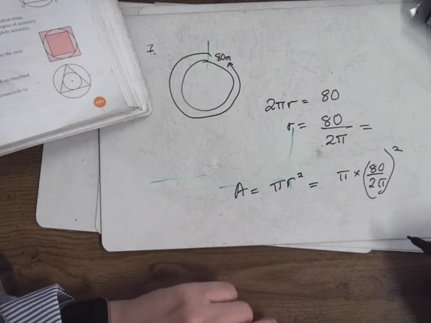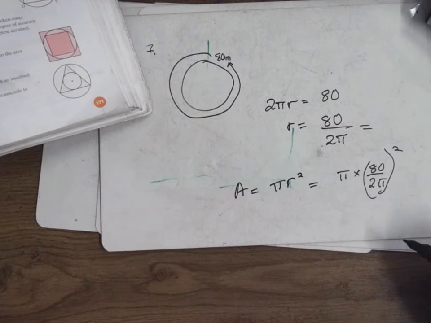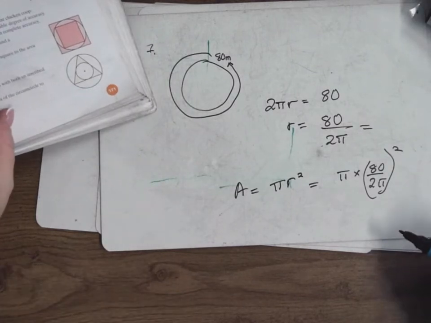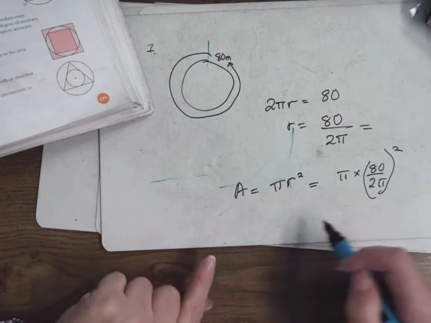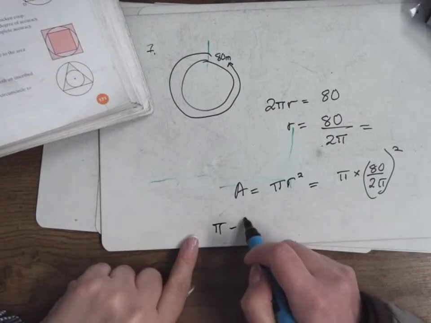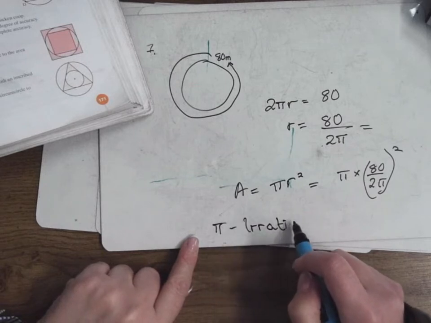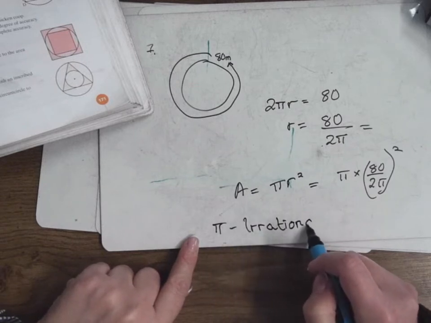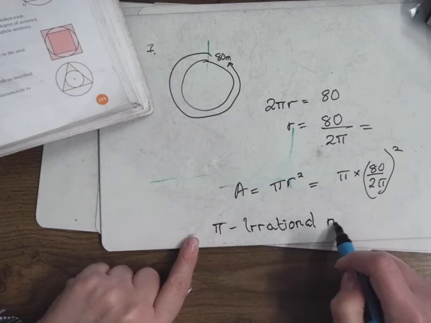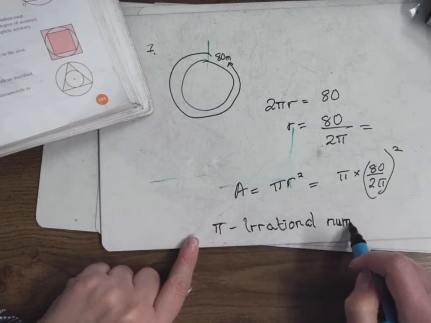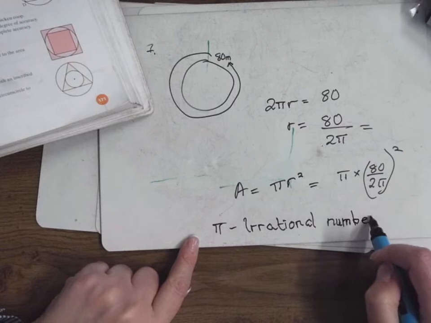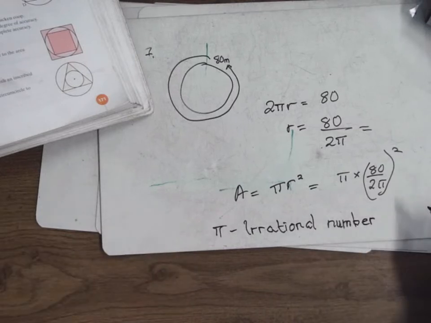Then it says explain why the radius cannot be measured with complete accuracy. It's because pi is an irrational number. An irrational number is a number that cannot be written as a fraction, i.e. a decimal that goes on forever. And because we're limited to using a certain number of decimal places, we can only get it so accurate. Are we good?